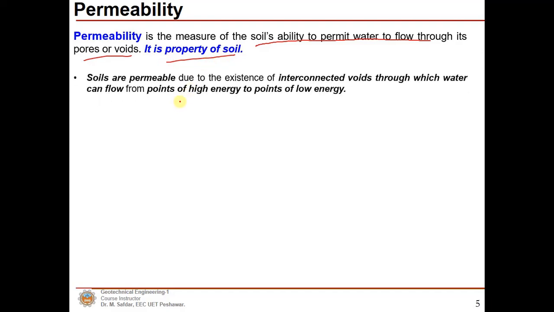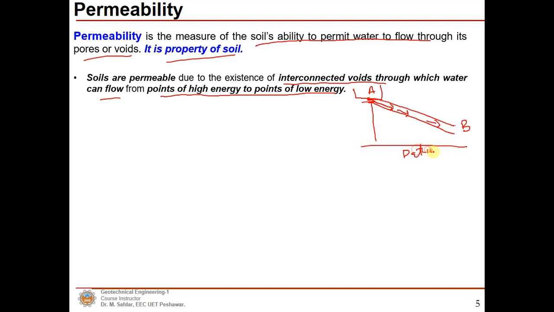Now, soils are permeable due to the existence of interconnected voids through which water can flow from points of high energy to the points of low energy. For example, if we are having a point here, that point A is at higher energy than the point B, and if we make a tank here, we provide a connection, water particles will flow from this point to this point because that point A is at higher energy. If we take datum, a reference point or line here.